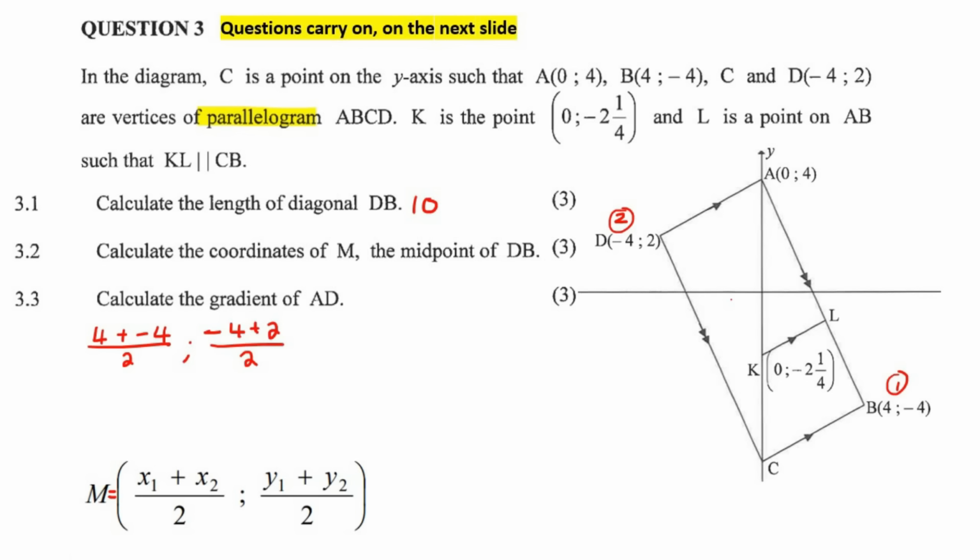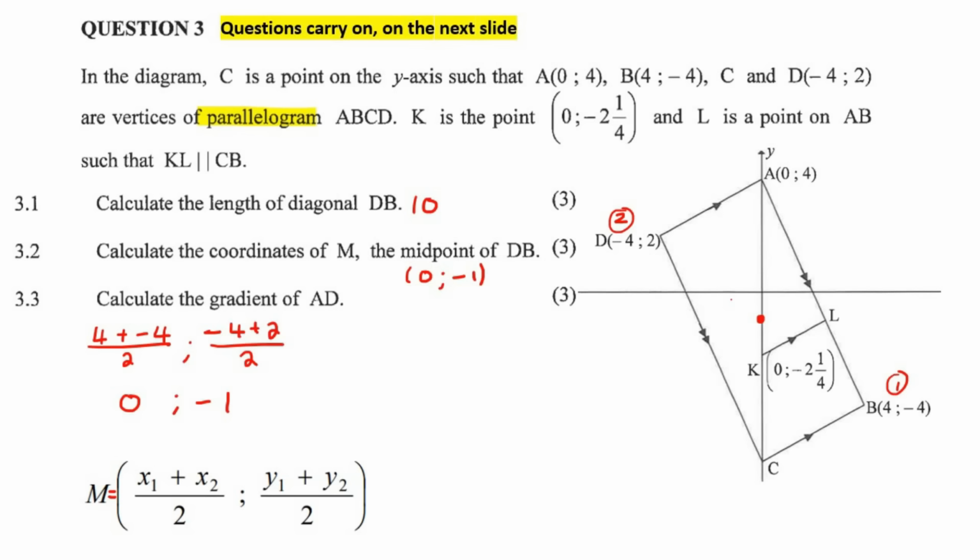Okay, so then we can go work it all out. You're going to end up here with 0, and then -1. So M is a point somewhere over here, which has coordinates of 0 and -1. The next one says calculate the gradient of AD.